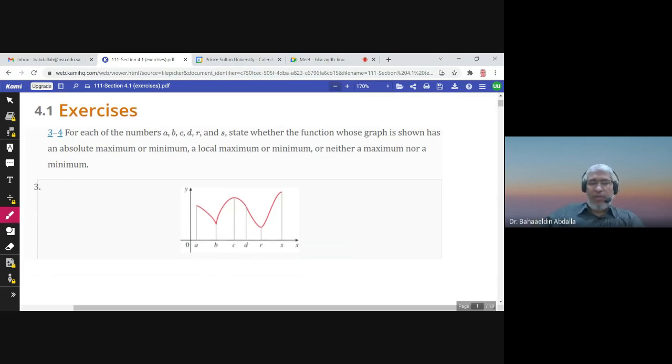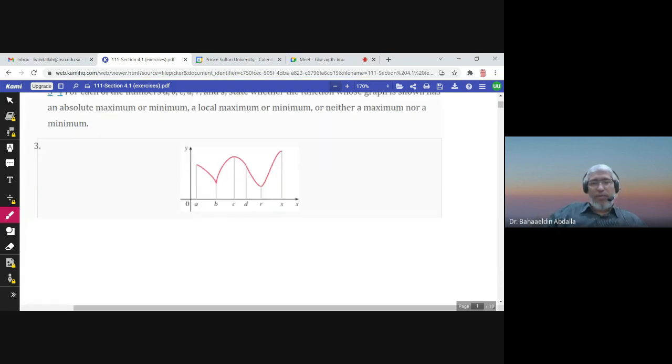These are some exercises about section 4.1, maximum and minimum values. For each of the numbers a, b, c, d, r, and s, state whether the function whose graph is shown has an absolute maximum or minimum, local maximum or minimum, neither a maximum nor a minimum.